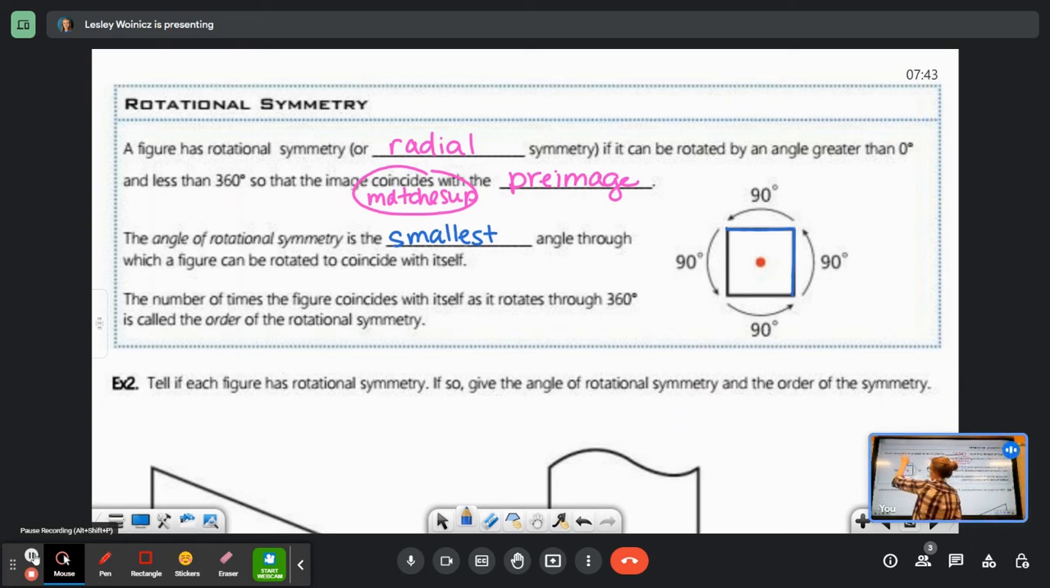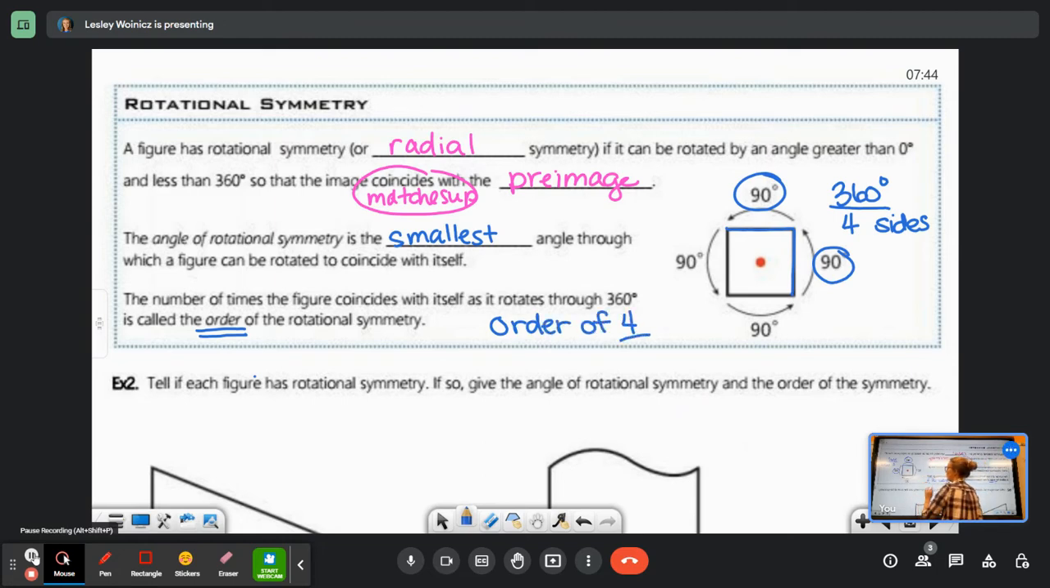So this one has 90-degree rotational symmetry, which, coincidentally or not coincidentally, if you divide 360 by the number of sides, you're going to get this angle. Okay, so the number of times the figure coincides with itself as it rotates through 360 degrees is called the order. So this little figure here has an order of 4, because there's the first one, the second one, the third one, and the fourth one.